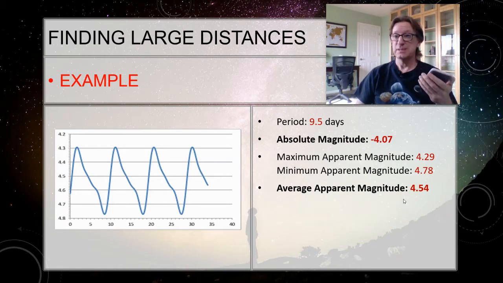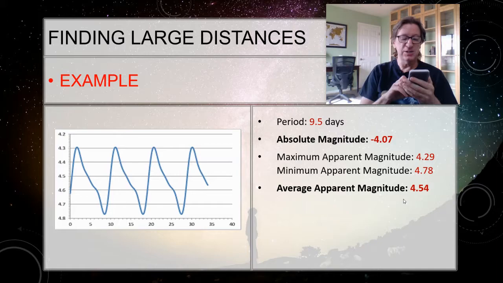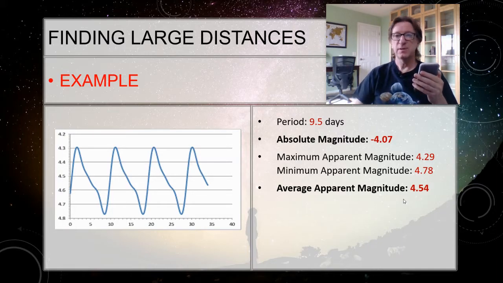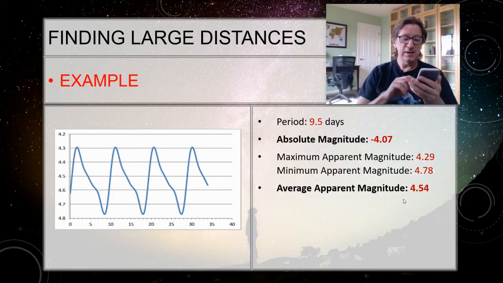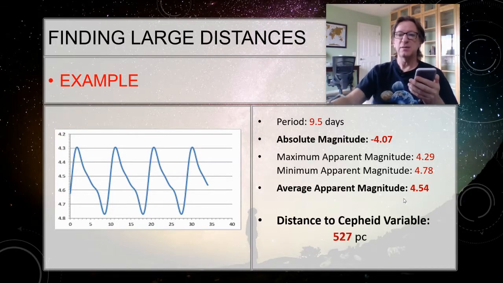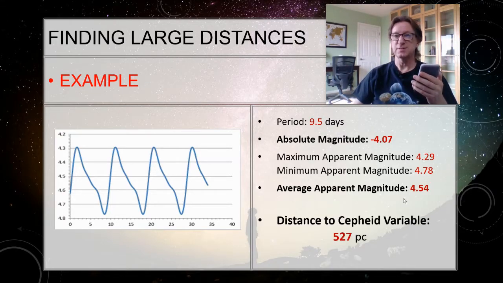Step 2, take the inverse log. On mine, I just hit second function log, and I got 52.7. And then finally, multiply by 10. And when I do that, I get 527 parsecs.